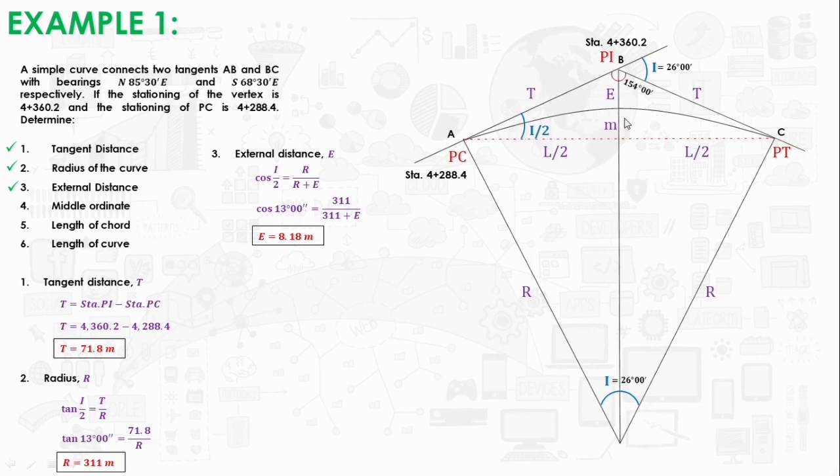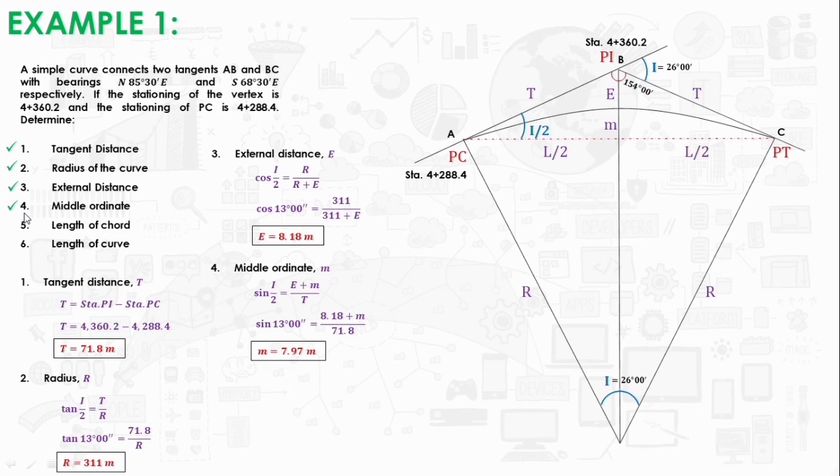But, we can use the sine function para makuha natin si M. Tama? So, using sine function, sine of I over 2 is equals to the opposite, E plus M, divided by the hypotenuse, which is T. Or, sine of 13 degrees equals to E, which is 8.18 meters, plus the middle ordinate, divided by the tangent distance, which is 71.8 meters. Then, we will obtain the value of M, which is equals to 7.97 meters. So, middle ordinate natin ngayon is equals to 7.97 meters.